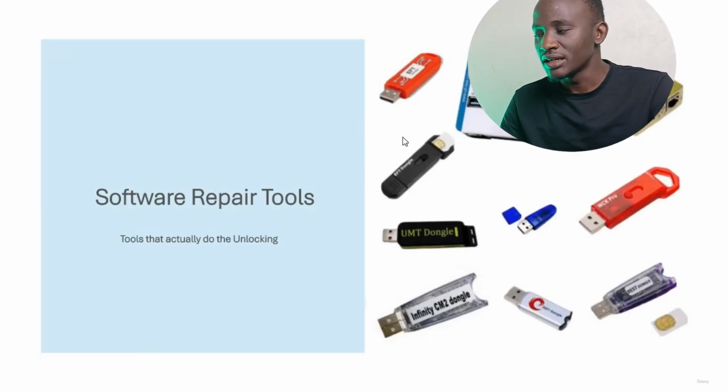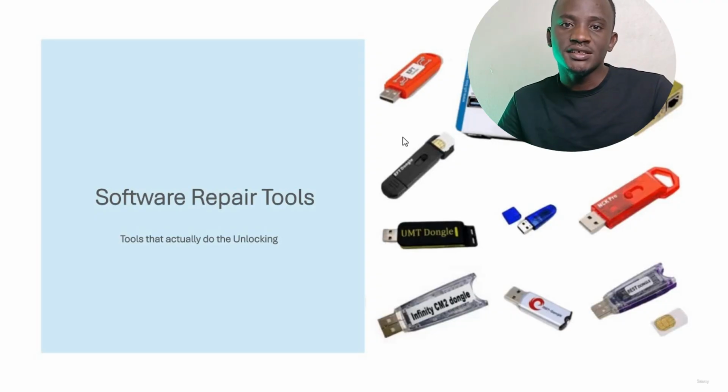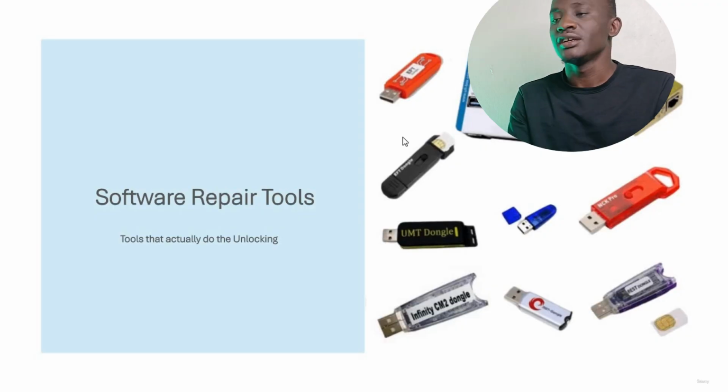Hey, and welcome back. Now, in this lesson 6, we are going to look at software repairing tools. In our mobile phone repairing business, these are the tools that actually do the unlocking jobs. We install software into the computer, open up the software, run the task, and these softwares execute the task in a matter of seconds. So these are the tools that we are going to talk about in this video.